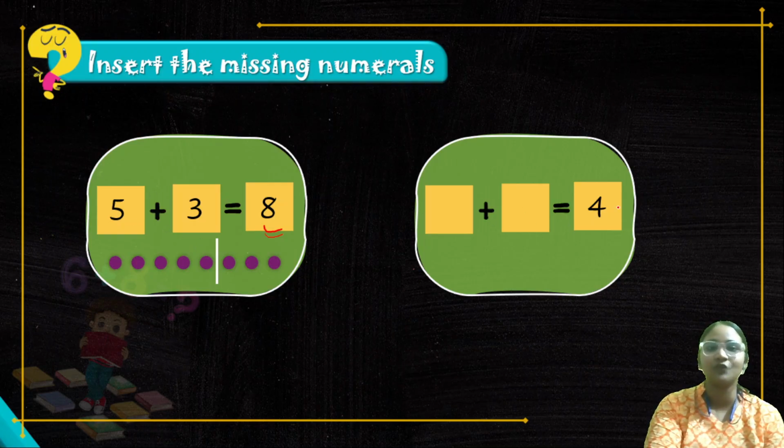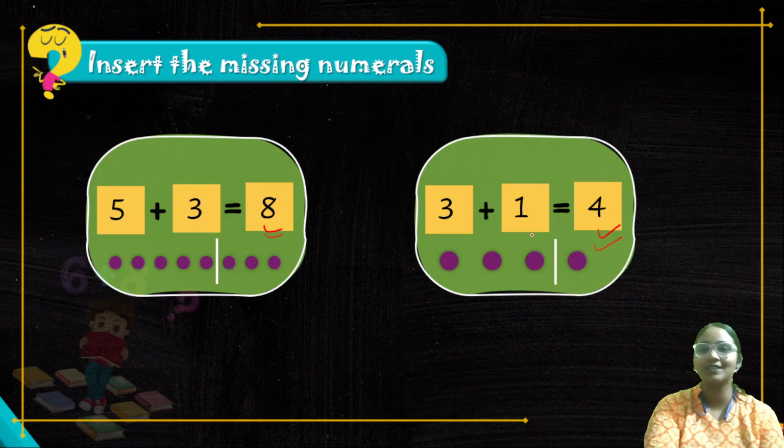Let's quickly do this 4 also. Which two numbers will add up to 4? Let's make 4 dots. Let's put the line anywhere. I've put the line after 3 dots. So what will come in the left box? 3. What will come in the right box? 1. So you can say 3 and 1 all together make 4. I hope this is clear, students. I hope you have got to know how we use the dot method to find the addition of two numbers. So now this is the end of our chapter.